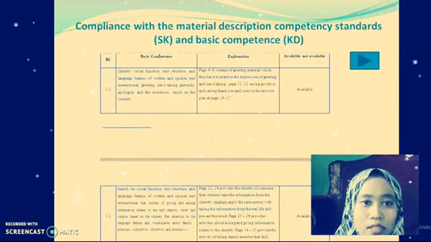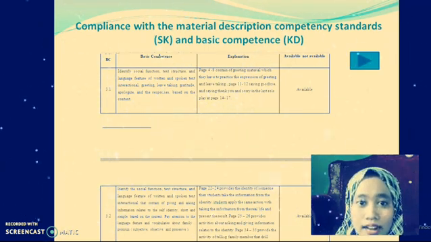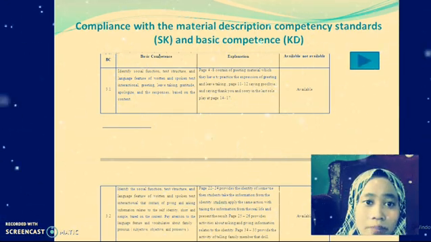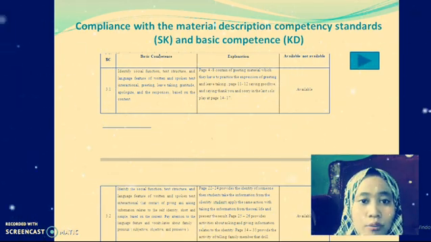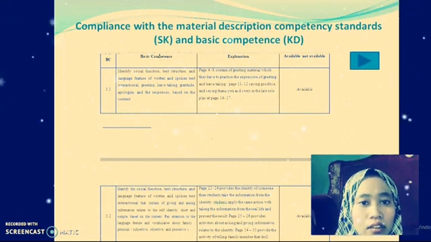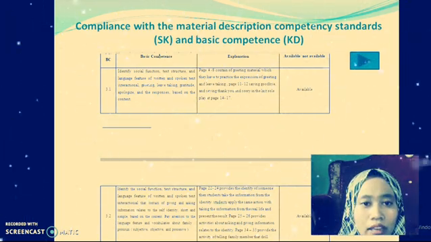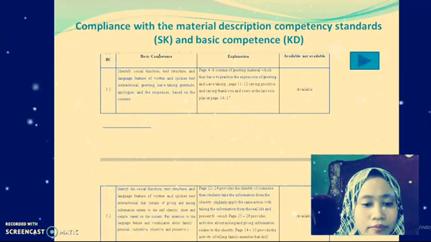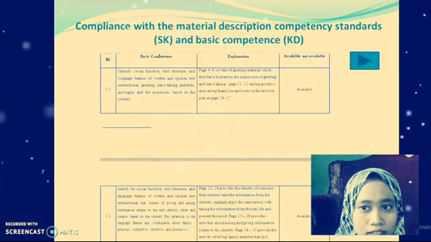The first is the compliance with material description, competency standard or SK and basic competence or KD. To analyze the compliance of these criteria to the textbook, we use the syllabus from the teacher. The syllabus consists of 8 basic competence and standard competence.